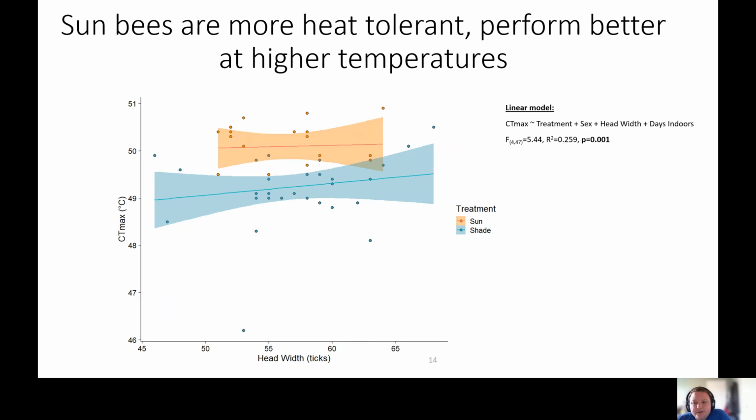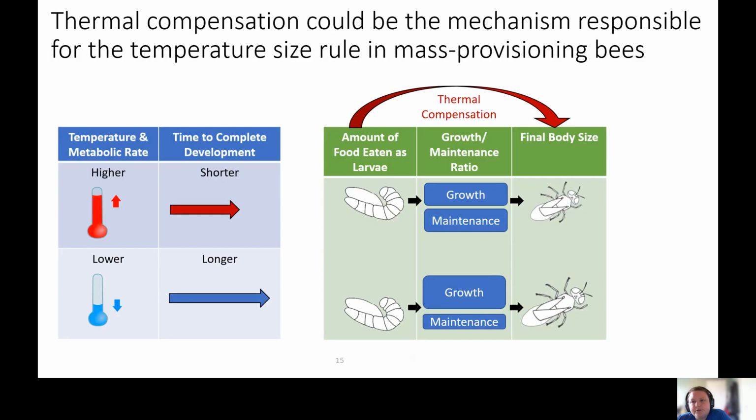And they may indicate that they are producing heat shock proteins in response to the high temperatures of their nest environment. So heat shock proteins are protective proteins that help cells function at high temperatures. But they're metabolically costly to produce because they take energy away from growth and development of the organism, and they divert it towards cellular maintenance. And this reduction in energy available for growth and development could be leading to the reduced body size in sun bees. So thermal compensation could be the mechanism responsible for the temperature size rule in mass provisioning bees.